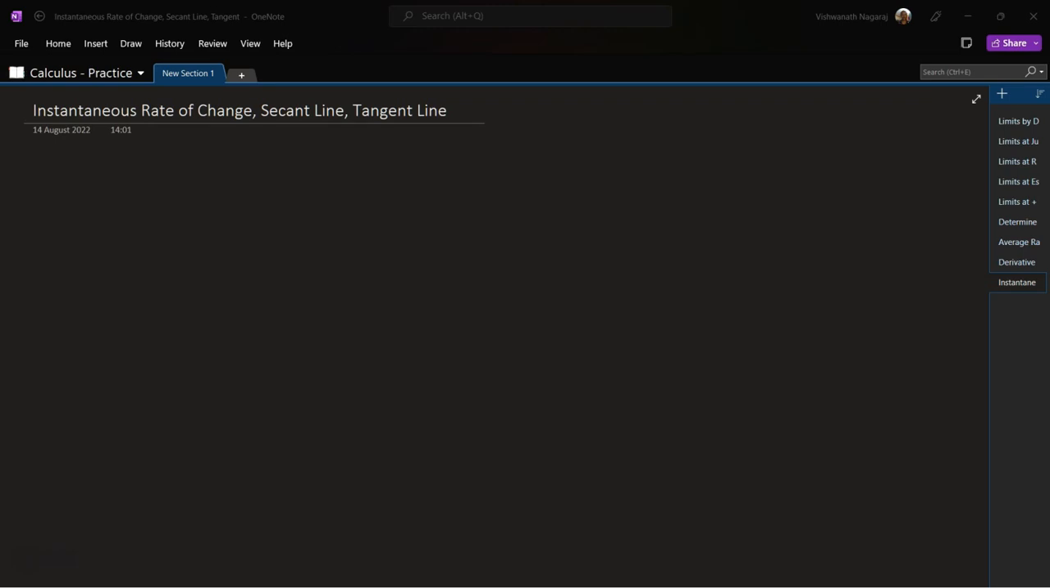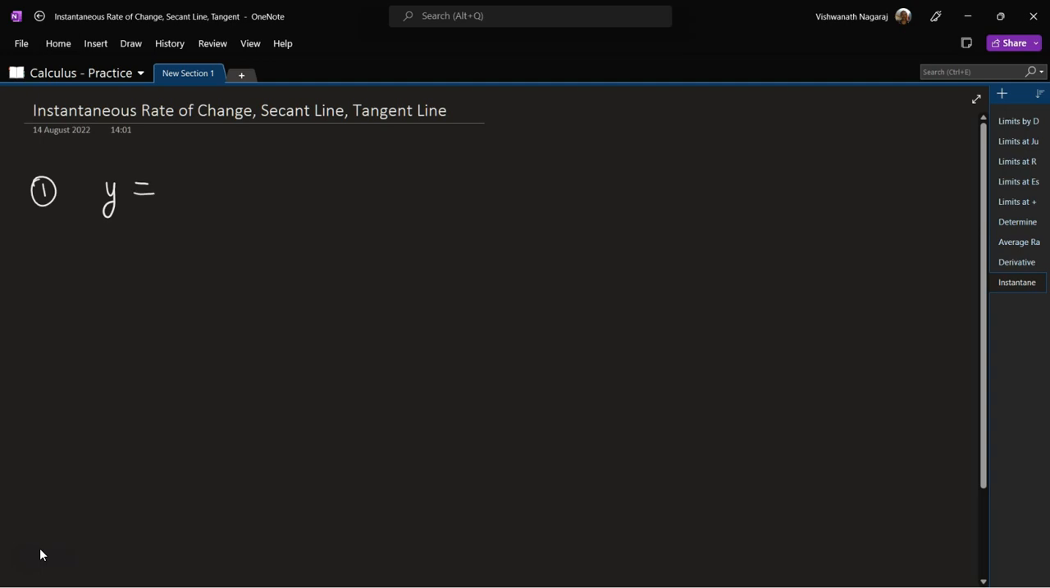Let's look at instantaneous rate of change, and along with that we will also see the secant line equation and the tangent line equation. Secant line between 2 points and tangent line at a particular point on a curve. Okay, so let's look at the first problem.